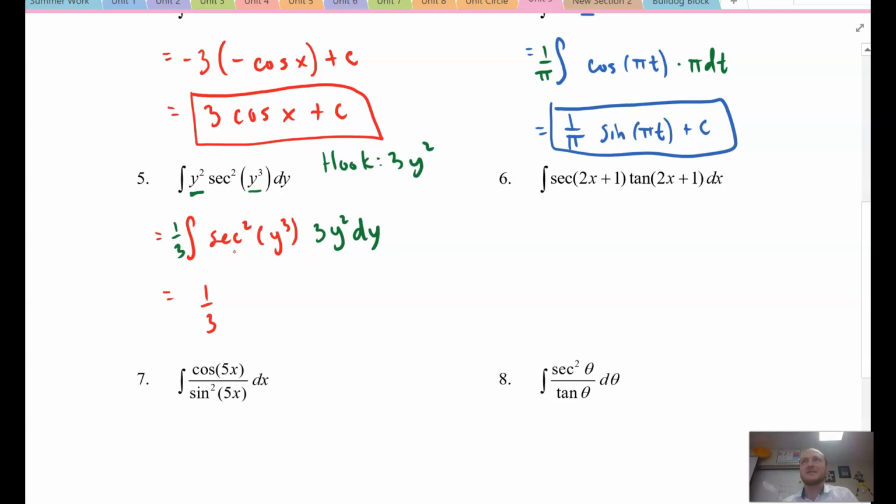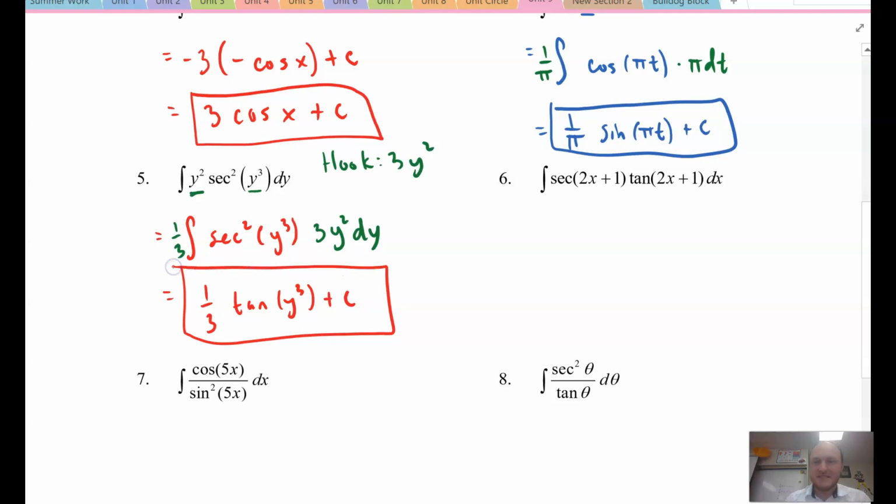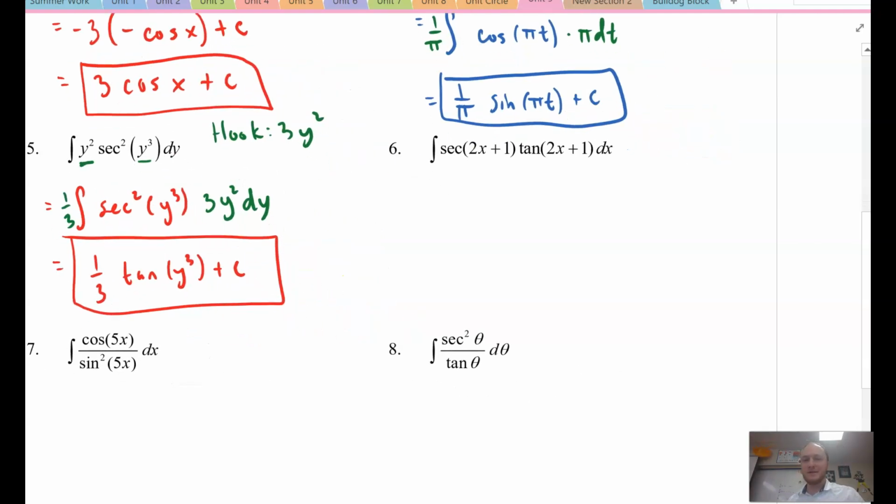Well, how do I get secant squared from a derivative? Well, that's from taking the derivative of tangent, right? So therefore, the antiderivative of secant squared is tangent. Tangent of y cubed plus c. Ta-da! Isn't this easy? Super easy.